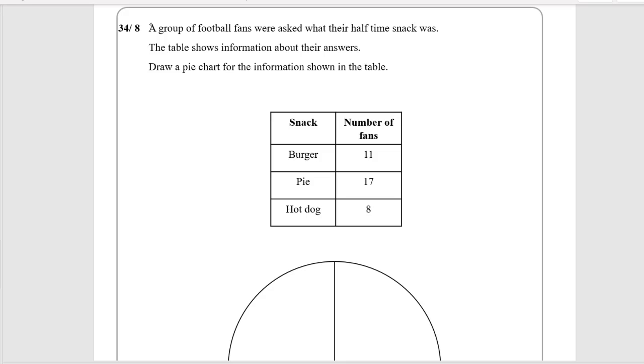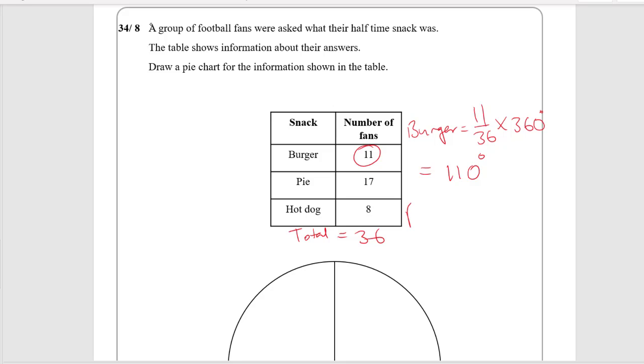Now, burger 11, we've got the frequency, and 17 and 8. Now we need to find out the degrees. So for burger, you need to find out the total number of fans first. So if you add them all together, that gives us 36. So the total is 36. So we have burger 11 out of 36, and you times it by 360 because the circle adds up to 360 degrees, and that gives us an answer of 110 degrees.